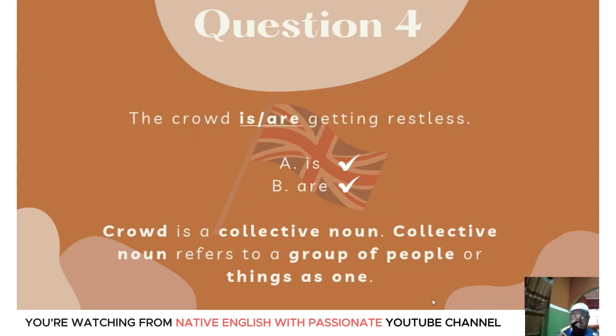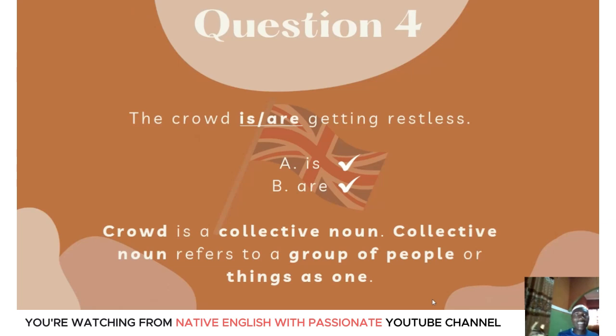Crowd is a collective noun, and a collective noun refers to a group of people or things as one. We have the various types of noun: the collective, the common, the proper noun, and the rest. Now we are concerned with collective noun. An example is crowd. A crowd is when you have a group of people who come together in a disorganized manner. So we call them a crowd.